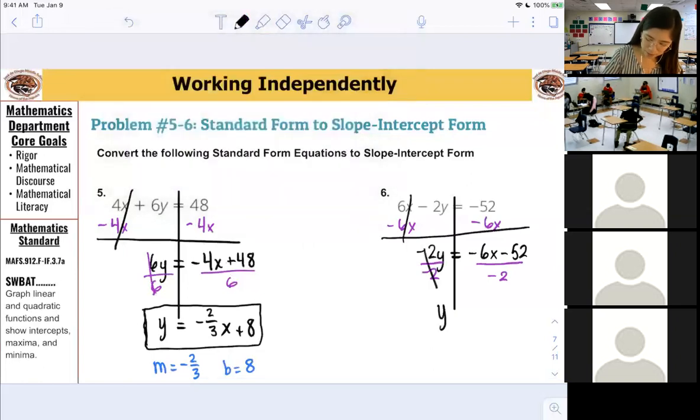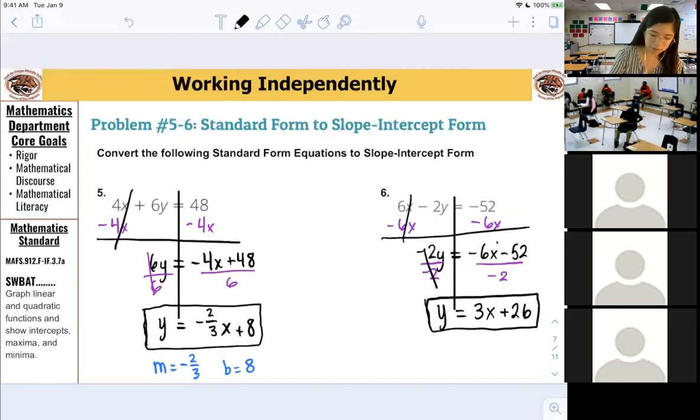And that leaves me with y equals, so negative 6 divided by negative 2, what do I get there? 3/1. Okay, so it's a negative divided by a negative. So would that be positive or negative? Positive. Positive, yeah. Positive 3x. And then I have a negative divided by a negative again. So what's that going to be? 52 divided by 2. 26. Plus positive 26. Plus 26, exactly. All right, so there's my equation.